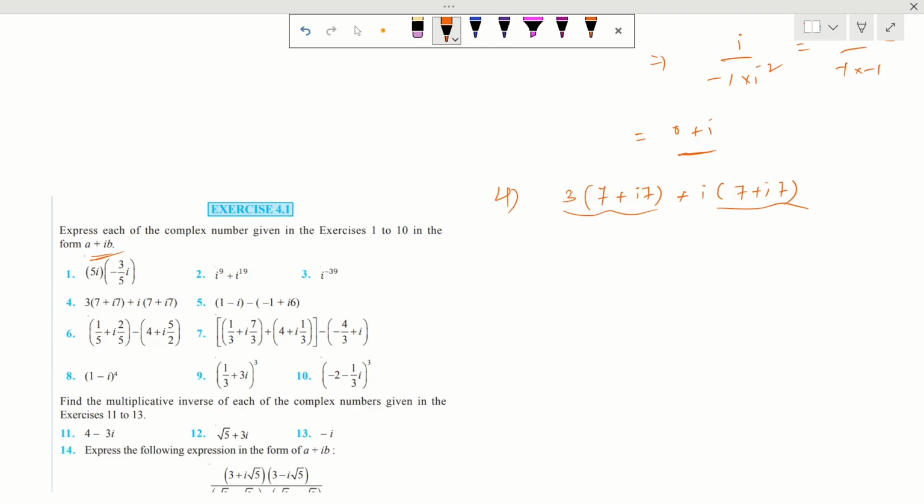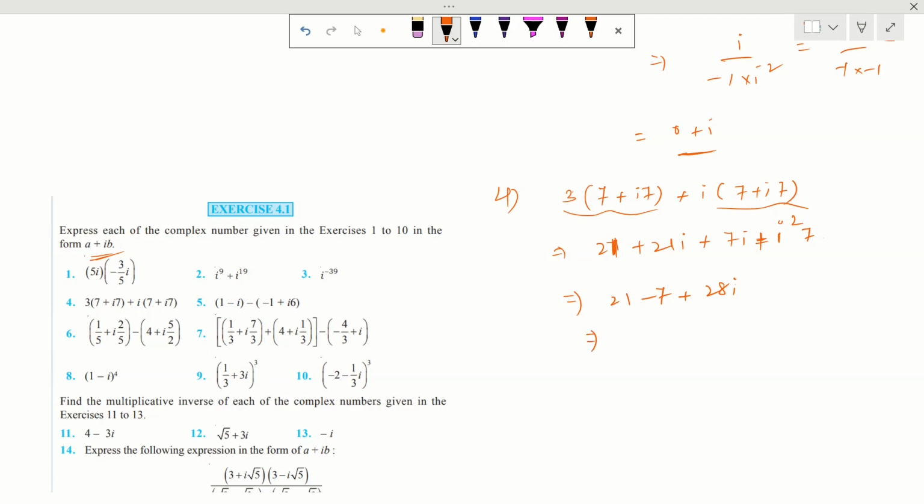So I just multiply this out. 3 into 7 is 21, and 3 into i is 3i. This is 21, this is 7i, and this is i square into 1, right? This is 21. i square is minus 1, so it is minus 7, and 21i plus 7i is 28i.